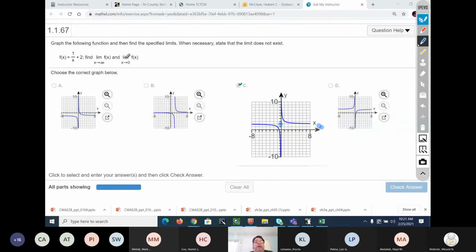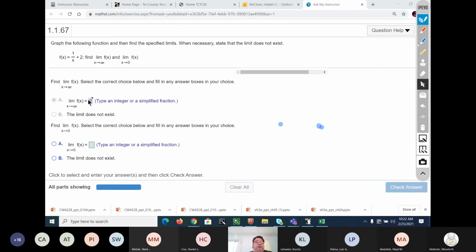And what about as x approaches 0? As x approaches 0, I got negative infinity and what? Positive infinity. So therefore, it does not exist at x equal to 0. So your answer will be 2 and 0. Or, sorry, 2 and does not exist. 2 and does not exist.